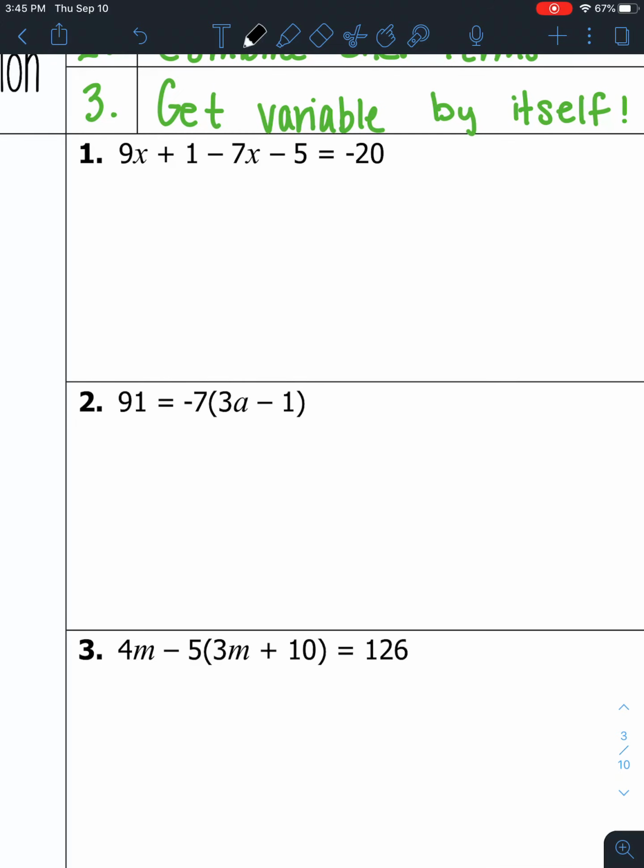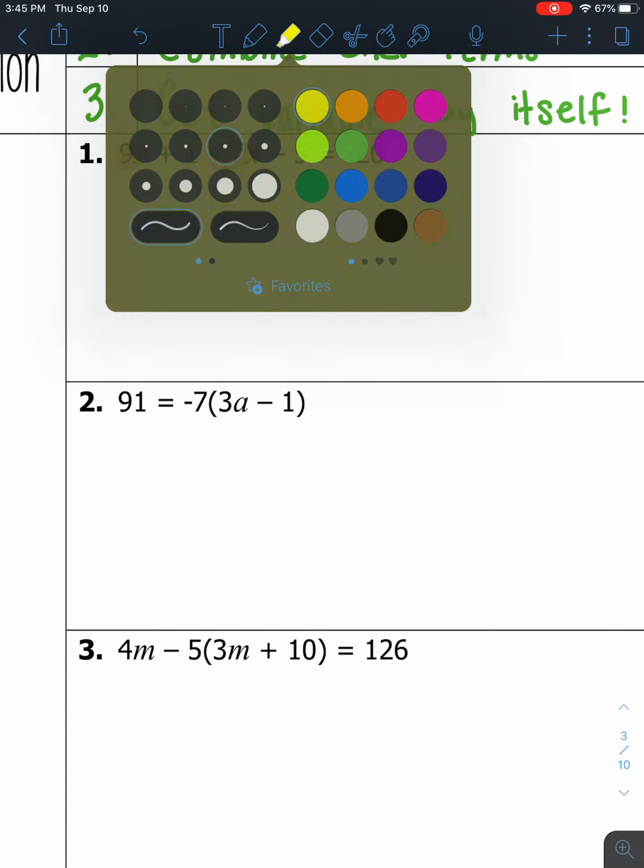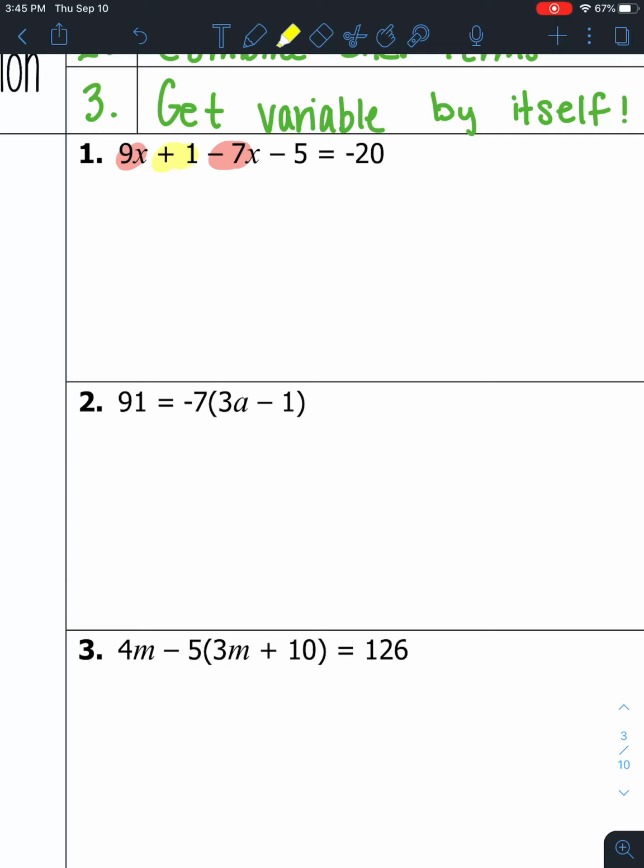Okay, so let's look at this first one here. 9x plus 1 minus 7x minus 5 equals negative 20. Well, there's nothing to distribute, so let's go ahead and combine like terms. So my 9x and negative 7x are like terms. And then I also have my 1 and my negative 5 are like terms. So starting with my x's, 9 minus 7 is 2x. 1 minus 5 is negative 4 equals negative 20.